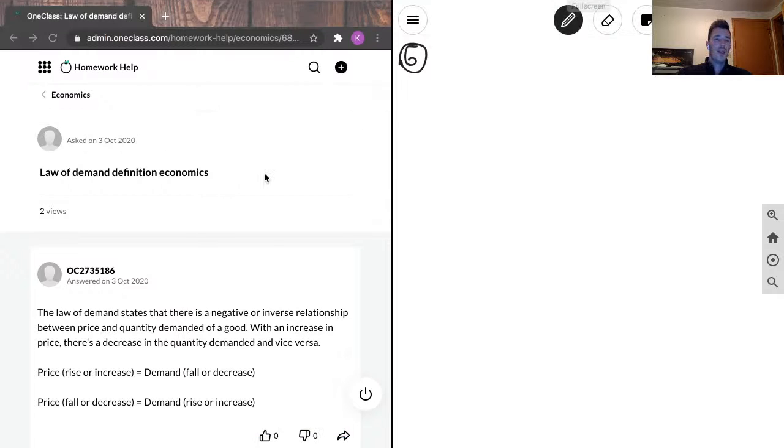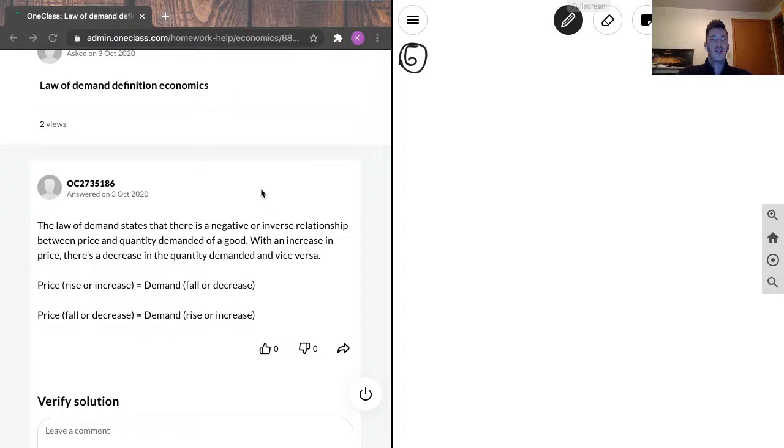Question 6 reads, law of demand definition in economics. Our junior tutor has written that the law of demand states that there's a negative or inverse relationship between price and quantity demanded of a good. With an increase in price, there's a decrease in the quantity demanded, and vice versa. Price rise or increase is going to equal demand fall or decrease. And on the other hand, price fall or decrease is going to equal demand rise or increase. This is correct. I will show you what that looks like on a graph.